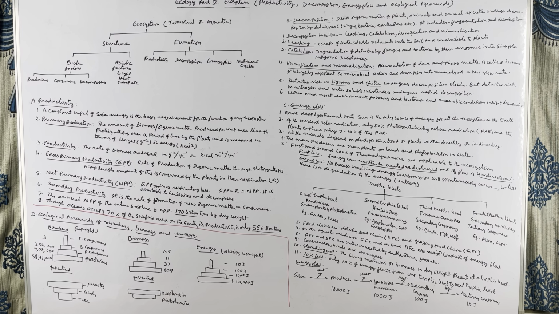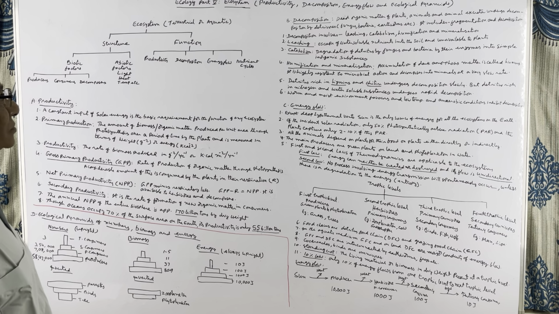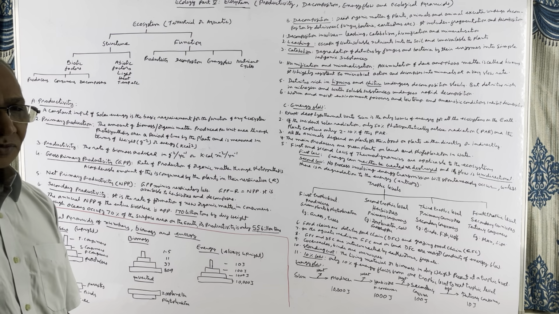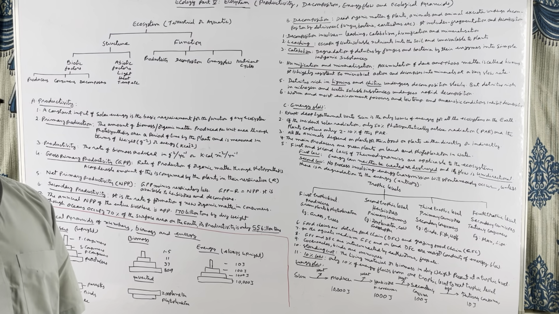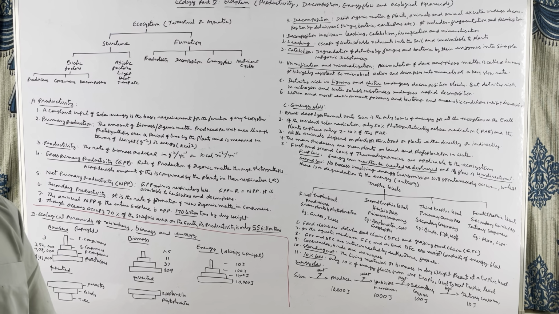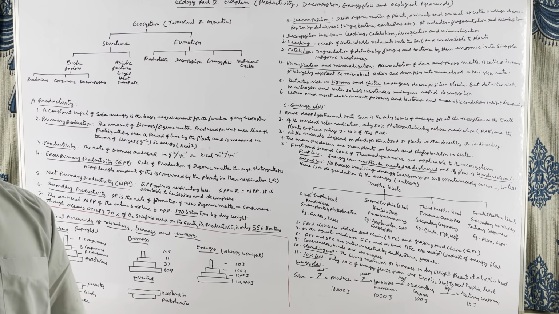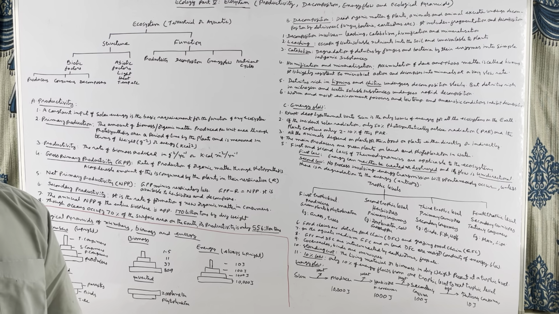So the productivity is more on the land than in the water. Then, second part, decomposition. What is decomposition? The dead organic matter of plants and animals and also the animal excreta undergoes regular decay or degradation, and this process is called decomposition. Otherwise, the ecosystem cannot remain sustainable.